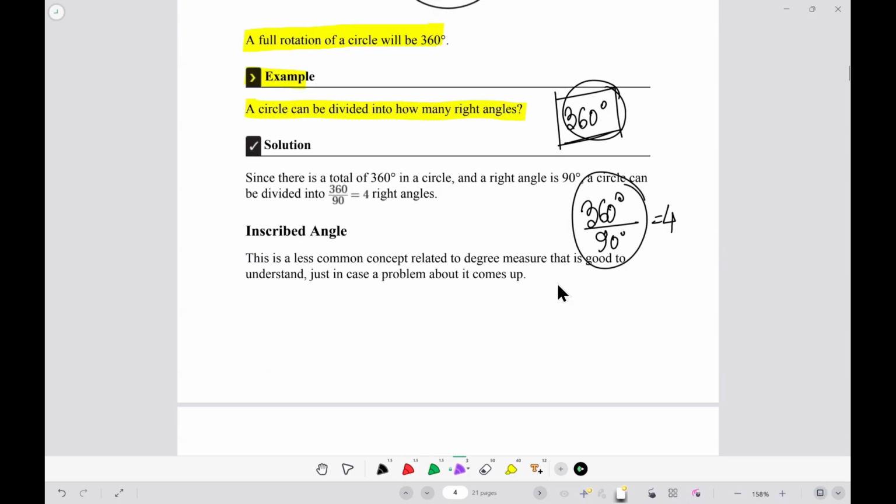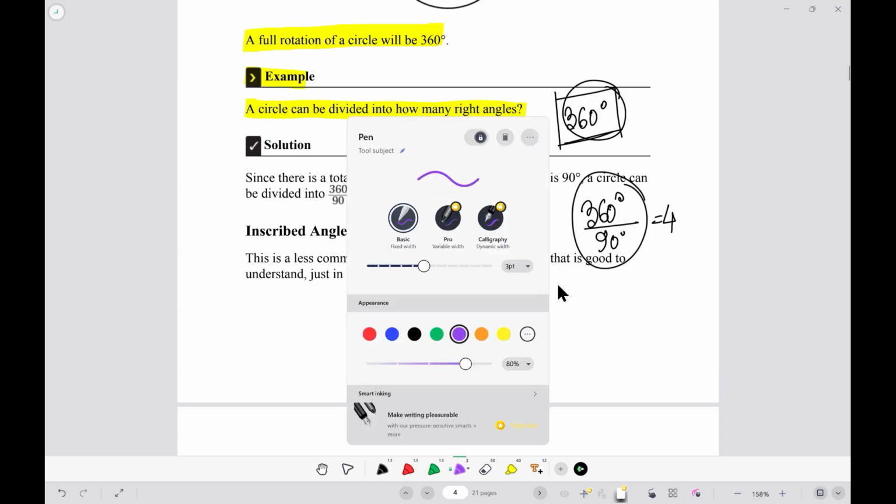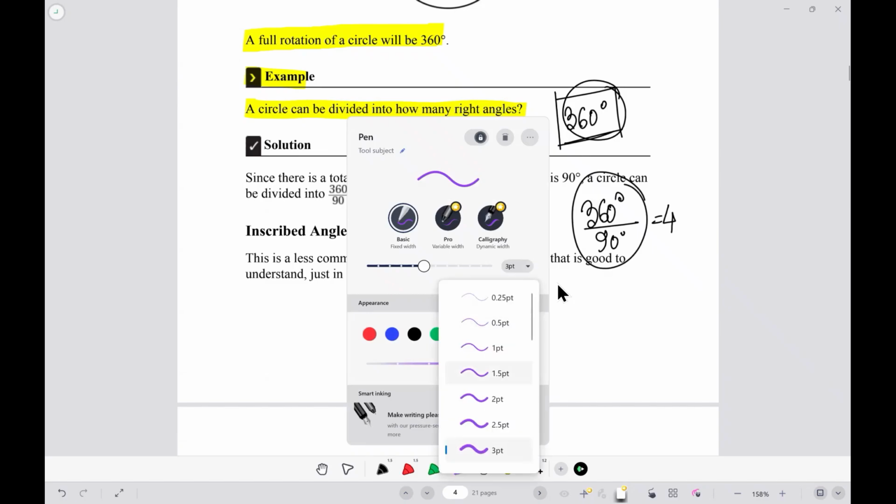Okay, so now let's talk about inscribed angle. Do you have any question? No, not yet. Okay, all right.